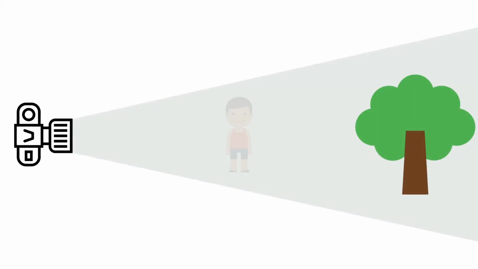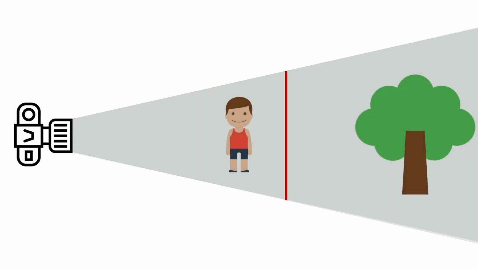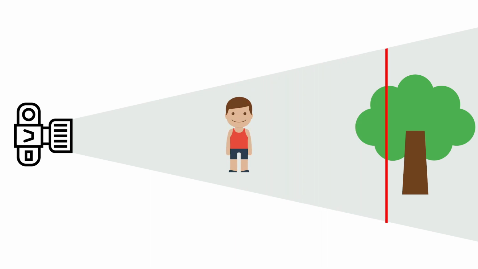Let's place our camera here, and this is our field of view. Let's assume a background and a subject. This red line represents the focal plane. By adjusting the focus ring in the camera, we can bring this focal plane closer to the camera or farther away, and we adjust it to bring it to the place where we desire.